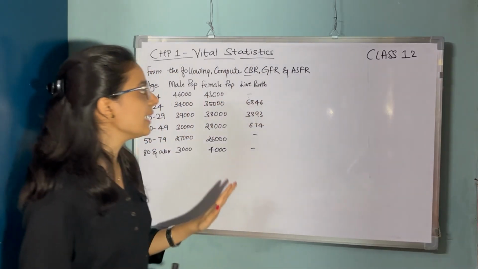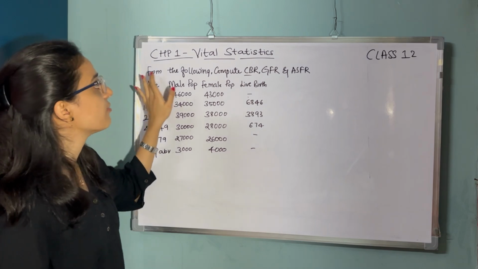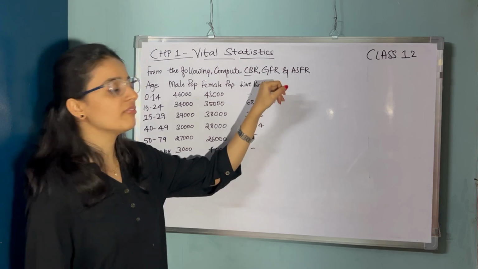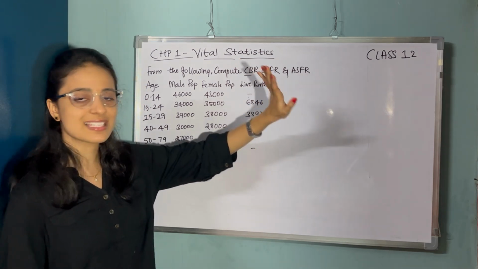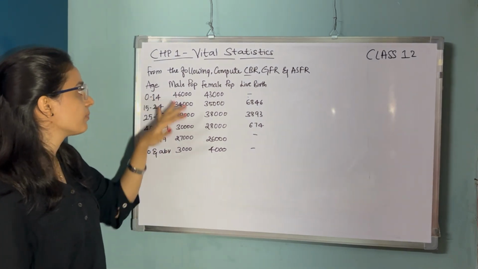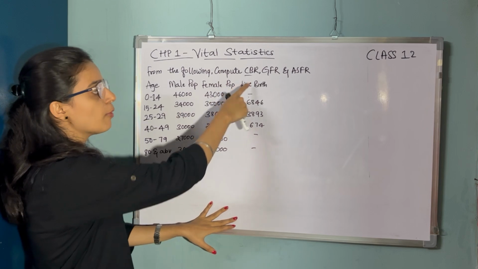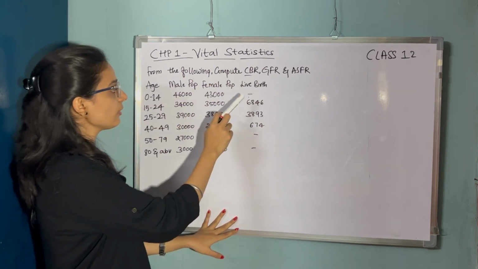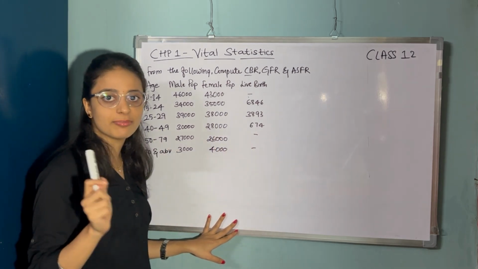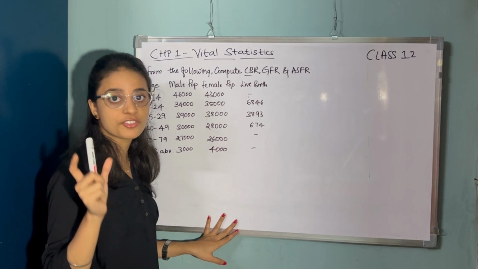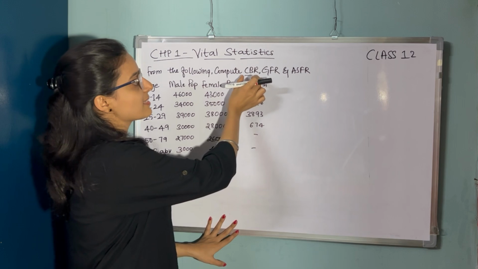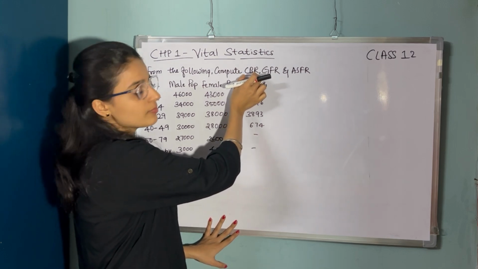Okay, so here I have a problem which states: from the following information, compute CBR, that is crude birth rate, GFR, general fertility rate, and ASFR, age specific fertility rate. Information like age, male population, female population, and live birth is given. If you see, live birth is nil for 3 age groups because live birth occurs to women of childbearing age from 15 to 49 only, right? So first let us look into the problem CBR.